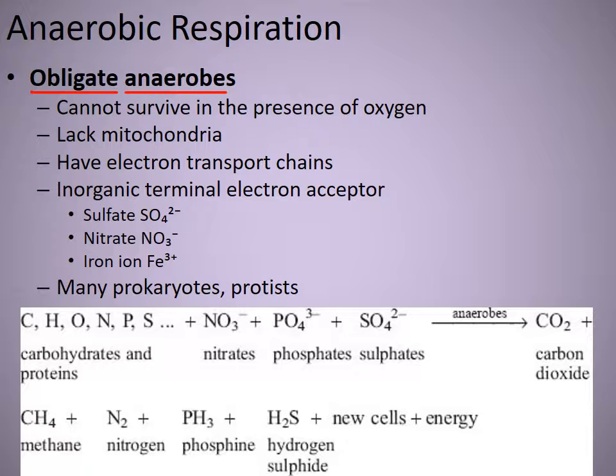And obligate anaerobes cannot survive in the presence of oxygen. These are your single-celled organisms, mostly your bacteria. Right? They lack a mitochondria. They do have an electron transport chain, but instead of oxygen being their final electron acceptor, they use an inorganic molecule. Okay, so sulfate, nitrate, iron.